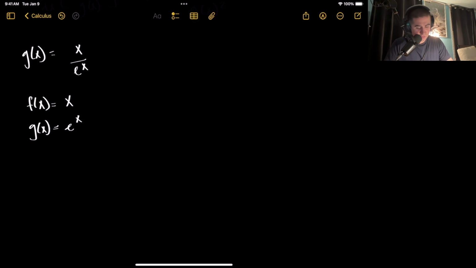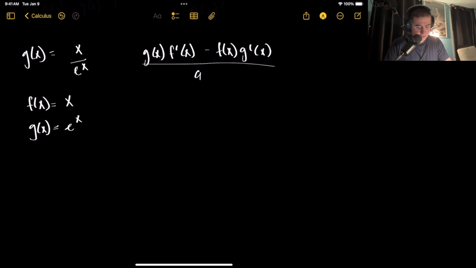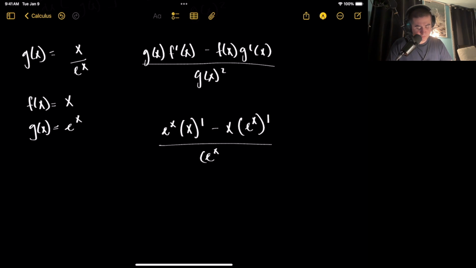Using the quotient rule, again, I like to rewrite it as g of x times f prime of x minus f of x times g prime of x, over g of x squared. We just rewrite it so we can memorize it afterwards. Now we can start substituting. g of x is e to the x power times f prime of x, which is x prime, minus f of x, which is x, times g prime of x, which is e to the power of x prime, over e to the power of x squared.